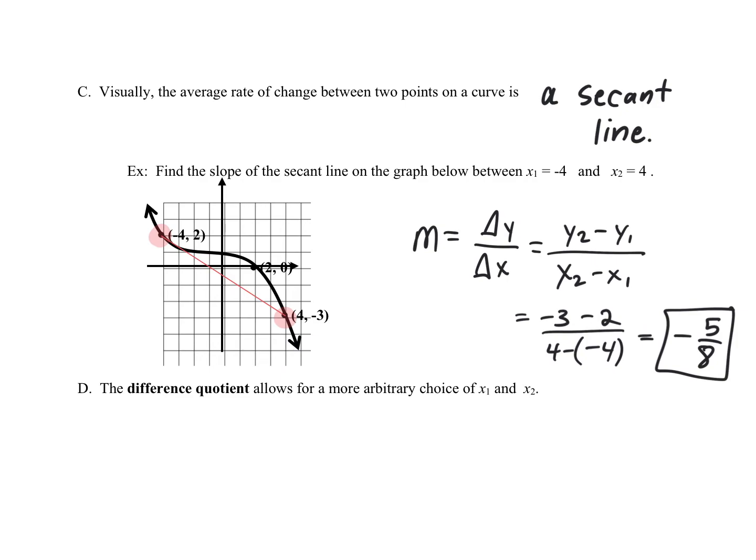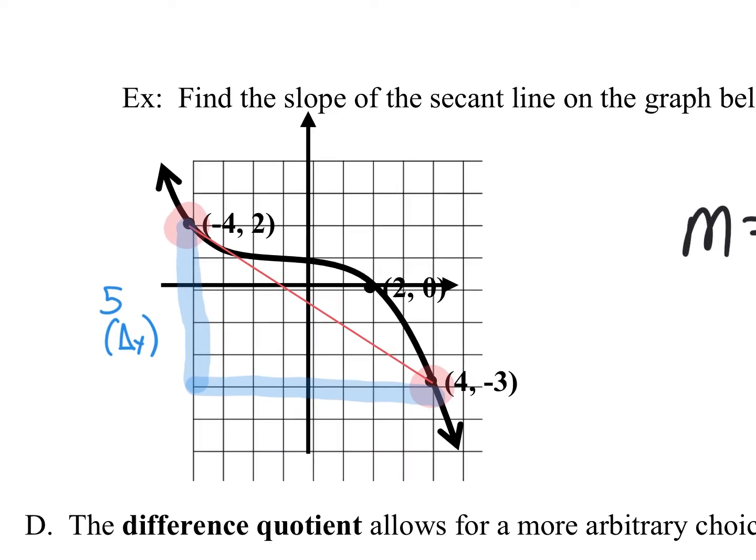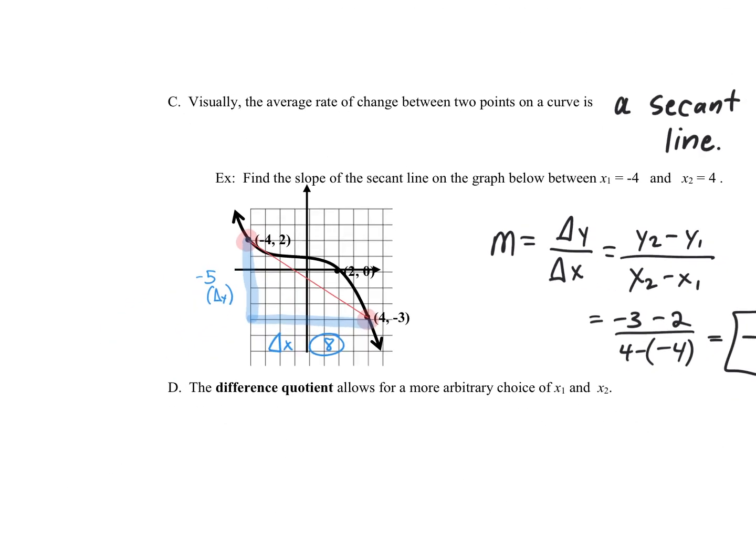We could count this the old-fashioned way. From +2, we go down 5 units. Right, this distance here. Well, that distance is 5. That's our delta y. This distance here, well, this should be -5 because we're going downward. Sorry. And then because we're going to the right, our run here, our delta x is 8. And that's where our slope is coming from, right?